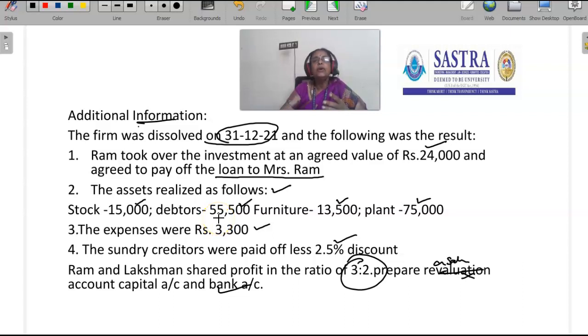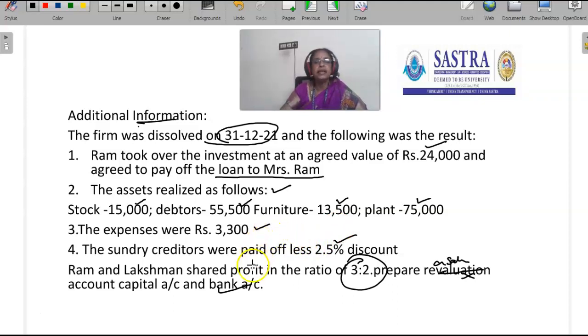But then they have to transfer the accumulated profit and losses to the partners' capital account. If they have any current account, that also has to be closed. And then they have to finally touch the capital account and they settle the partners. This is the procedure of the dissolution. Let's see how to do the problem.